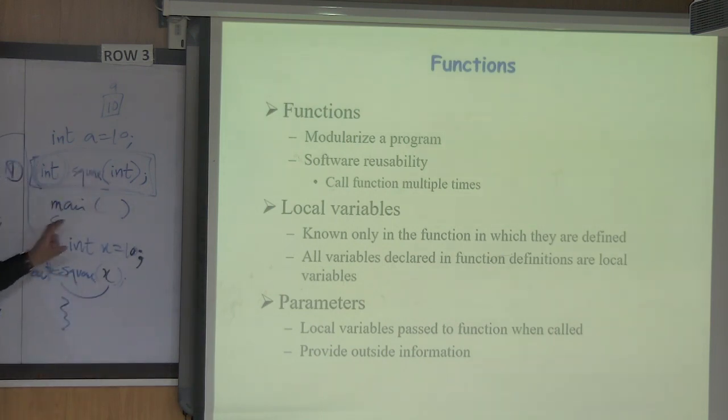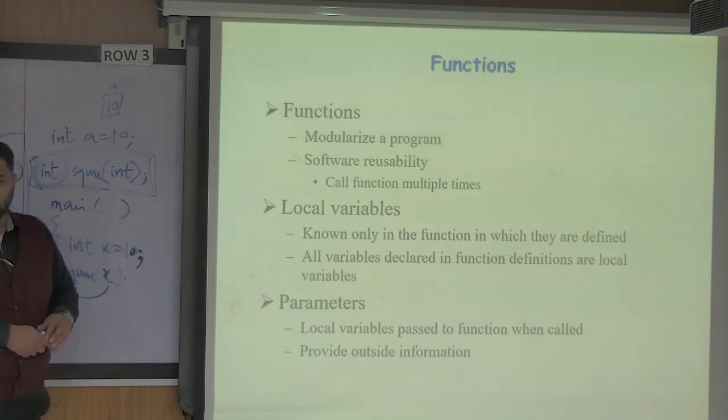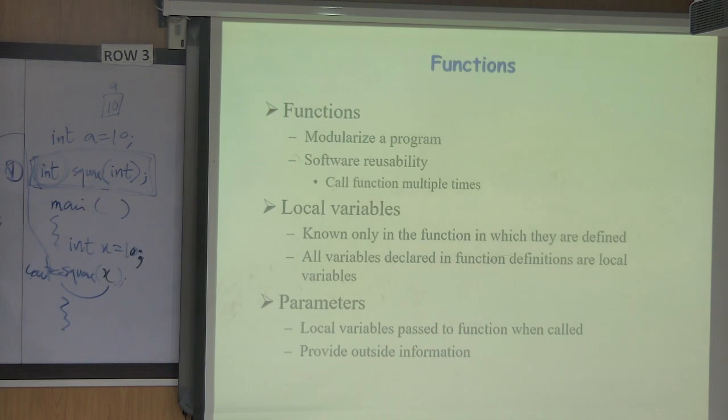एक फंक्शन के अंदर जो वेरिएबल्स डिक्लेयर करते हैं, those are called local variables of that function. X is a local variable of main, y is a local variable of square function. Local, known only inside the function in which they are defined. X is defined over here. Y is defined over here. Your task was to get the square of this value and you have done that.